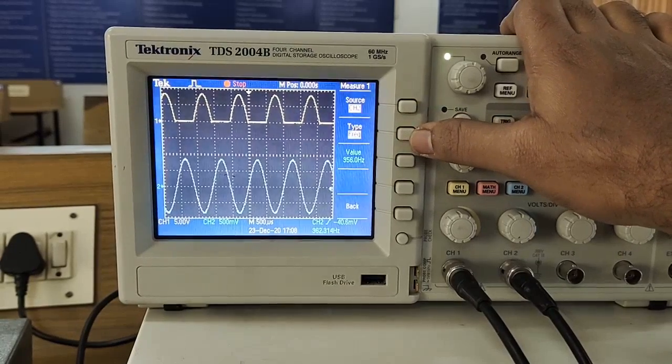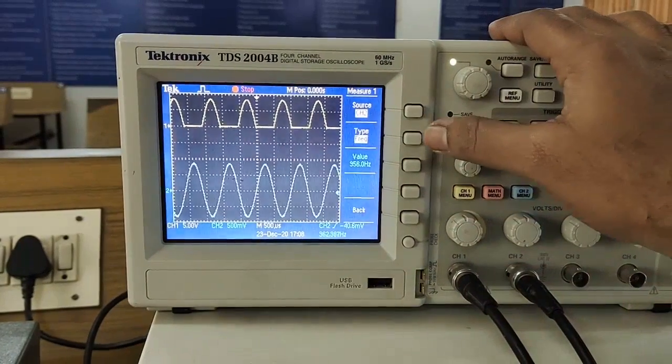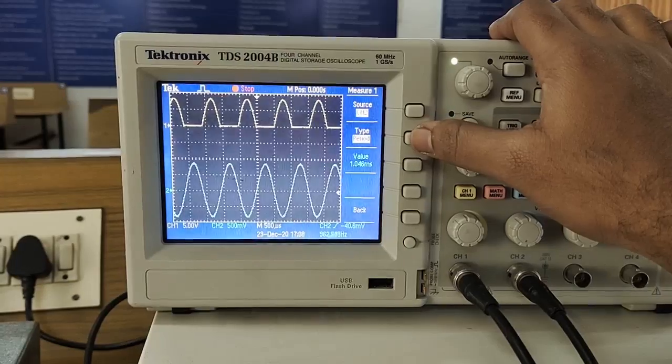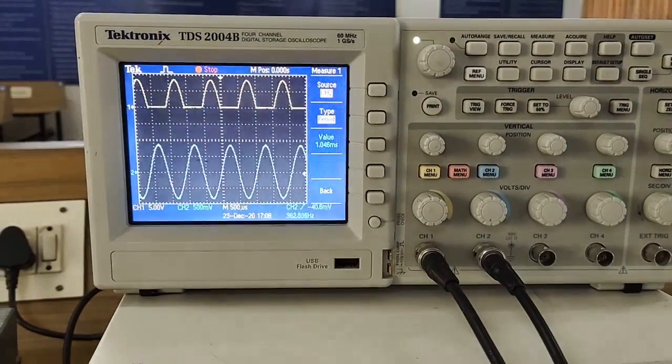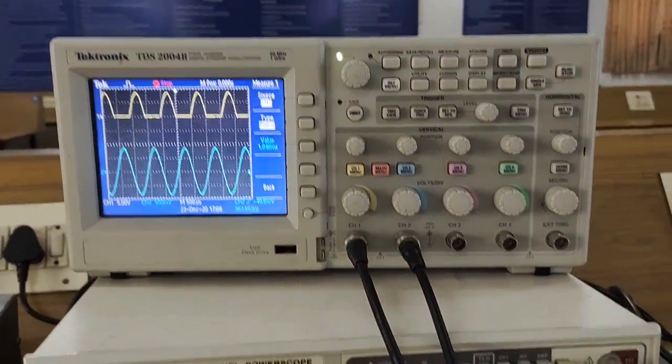First the frequency is 956, so for channel 2 also the same frequency is maintained, and again the same time period is measured. So this is about the half wave rectifier.